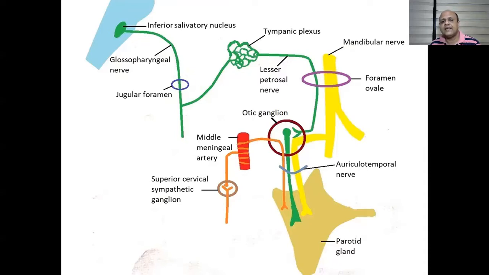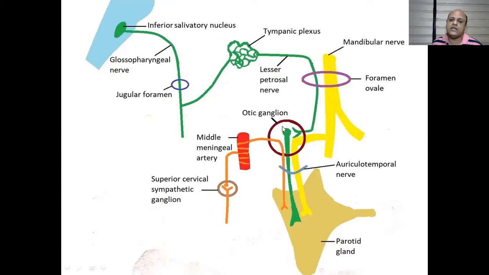Then the sympathetic root is formed by the plexus around the middle meningeal artery. And this plexus is formed by the postganglionic fibers arising from the superior cervical sympathetic ganglion. And from this plexus, this sympathetic root is coming, and it is not relaying in the ganglion. The fibers are passing as such through the auriculotemporal nerve to supply the parotid gland. And the sensory root is formed by the auriculotemporal nerve, arising from the posterior division of mandibular nerve, and the fibers pass without relay through the Otic ganglion to go on to the parotid gland.